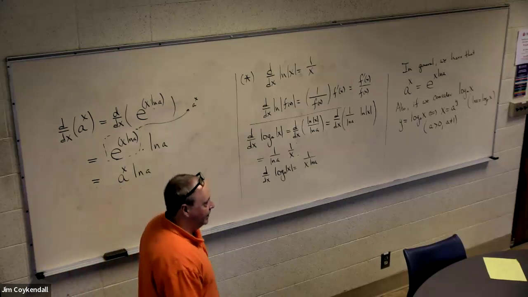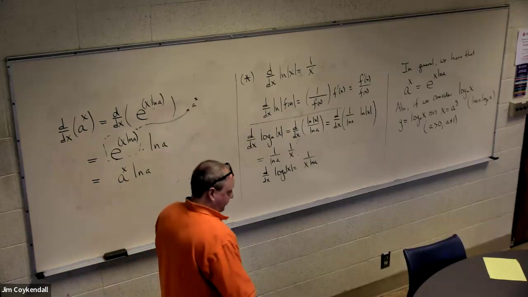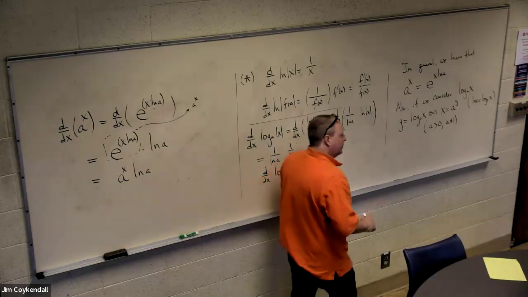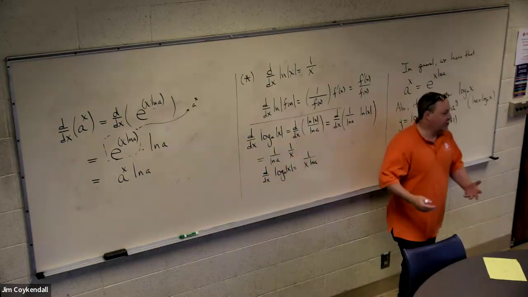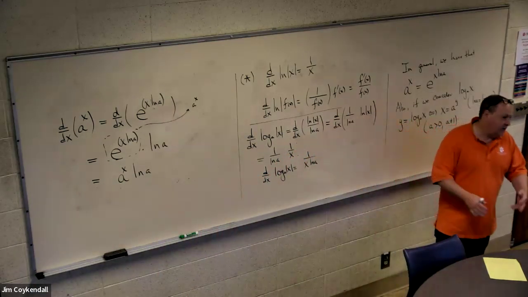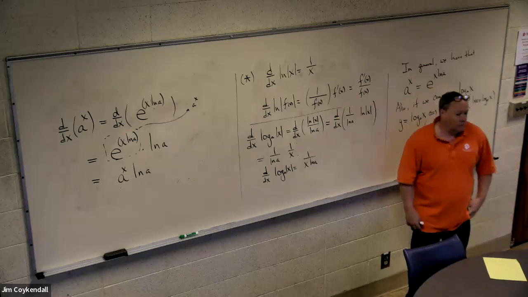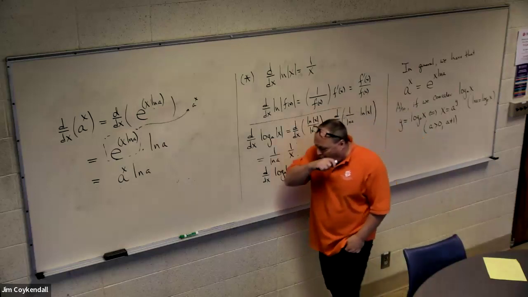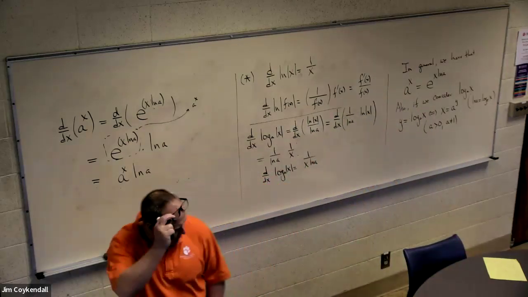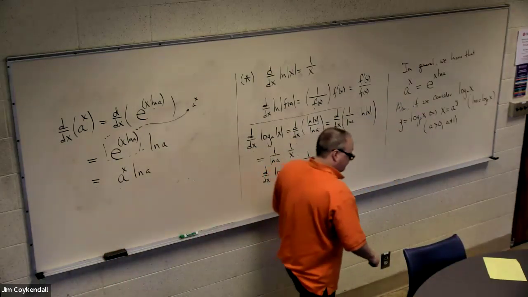So natural log of a is a fixed number, because a is a fixed number. So natural log a is just the number you would get if you took whatever a is, 2, 7, whatever, put it in your calculator and hit natural log, whatever that is. Okay, any questions?